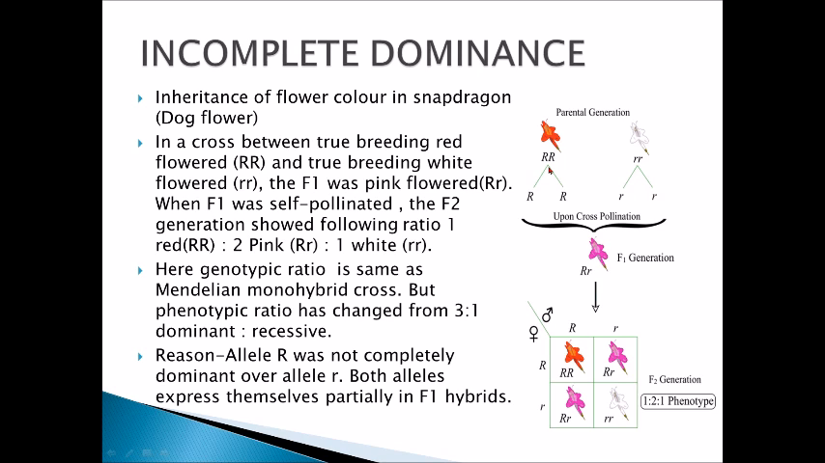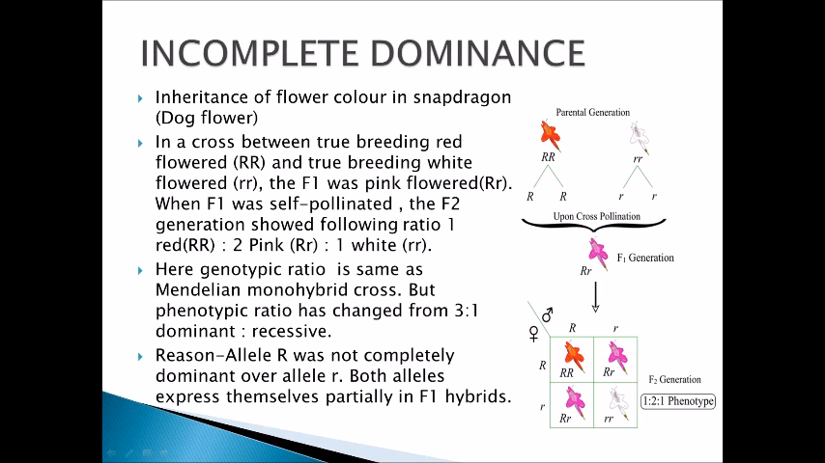And secondly, the F2 generation phenotypic ratio is not 3:1, but the phenotypic ratio is 1:2:1, same as the genotypic ratio, also 1:2:1. So in incomplete dominance, the phenotypic and genotypic ratio is the same, 1:2:1. So this is about incomplete dominance.